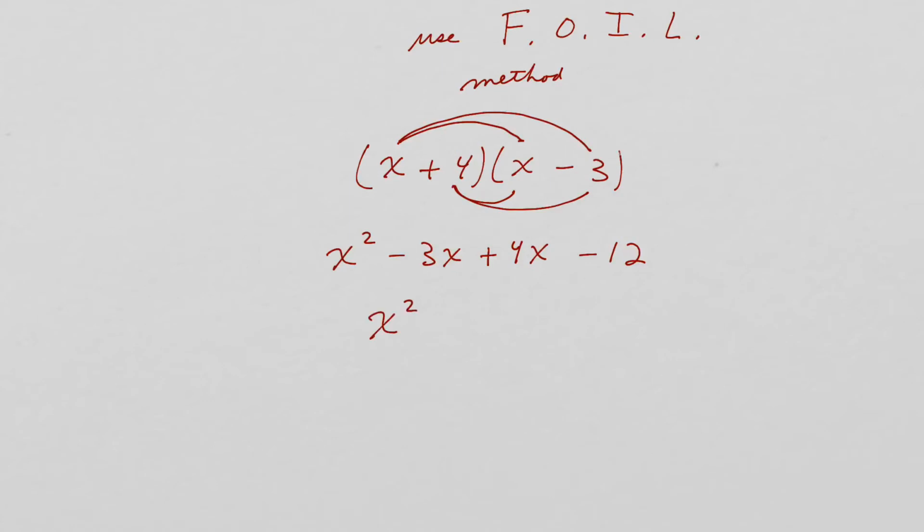So what is negative 3x plus 4x? Well, that's plus 1x. So I can just write plus x minus 12. Same idea as what we did there is what we're going to do when we multiply complex numbers together.